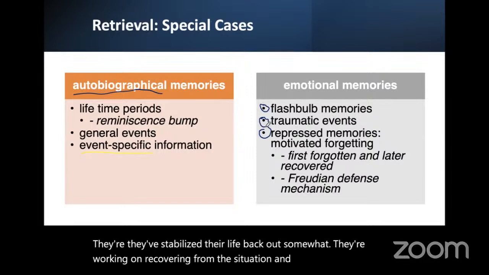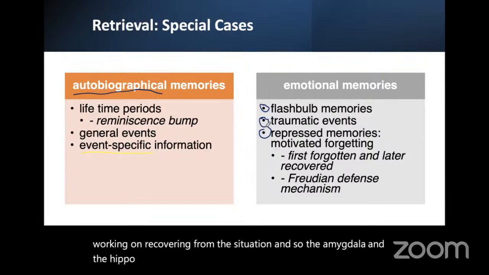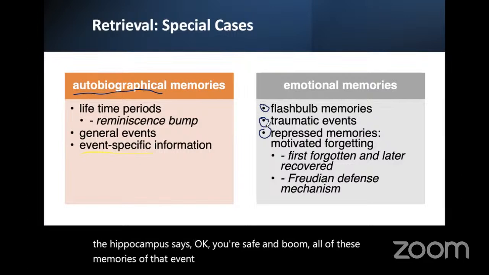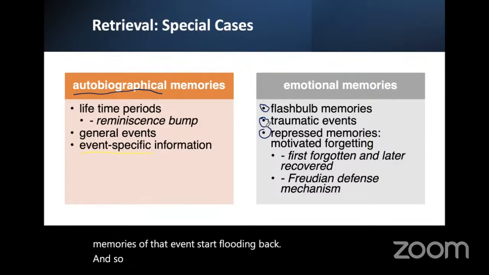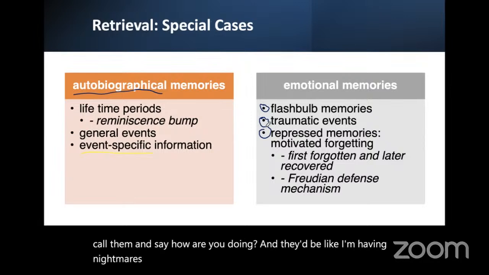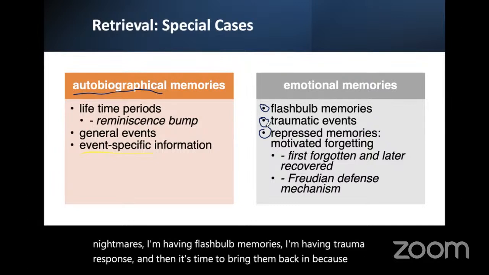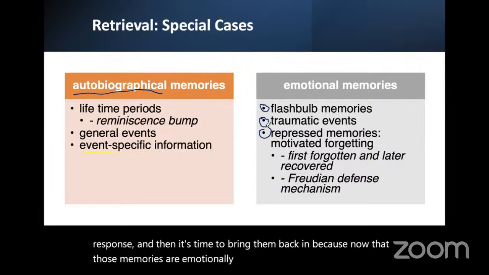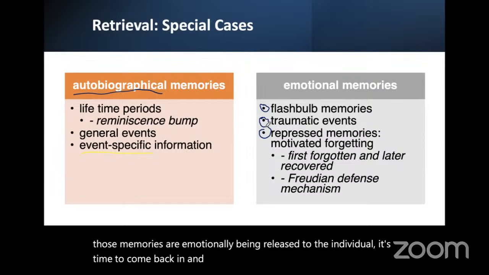And so the amygdala and the hippocampus say, okay, you're safe, and boom, all of these memories of that event start flooding back. Around 9 months I would call them and say, how are you doing? And they'd say, oh, I'm having nightmares, I'm having flashbulb memories, I'm having trauma responses. Then it's time to bring them back in, because now that those memories are being emotionally released, it's time to work on those situations.